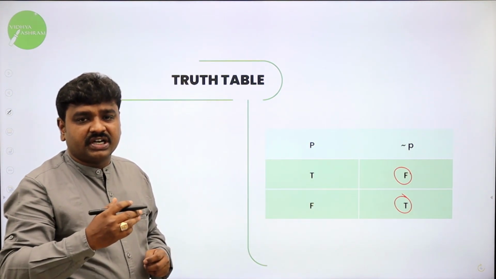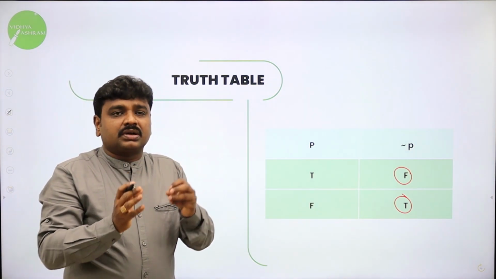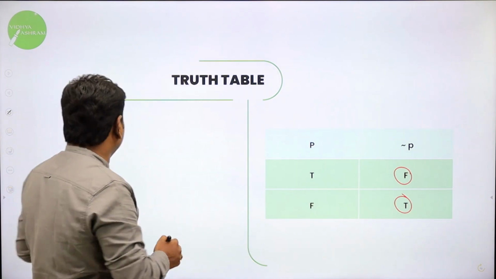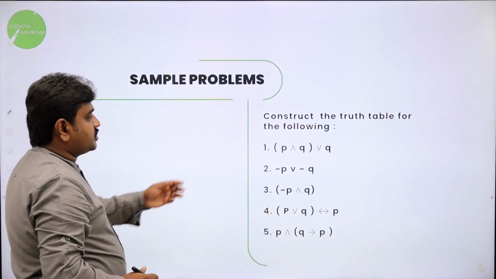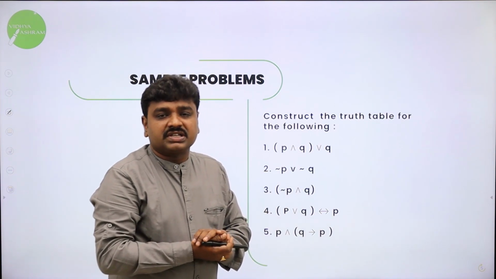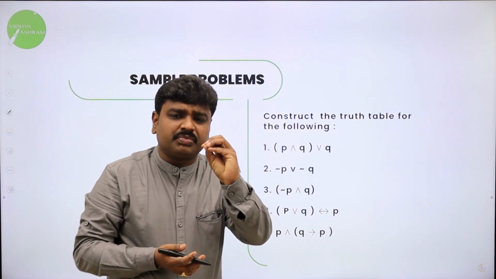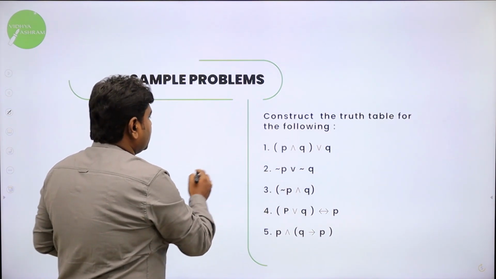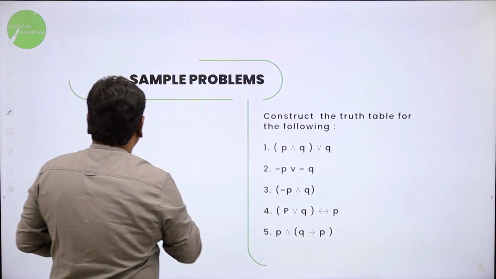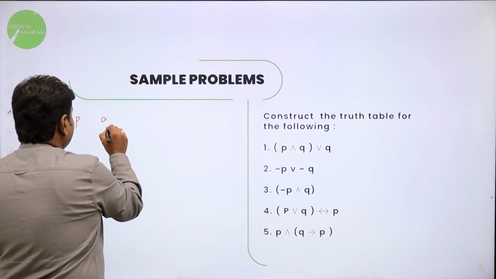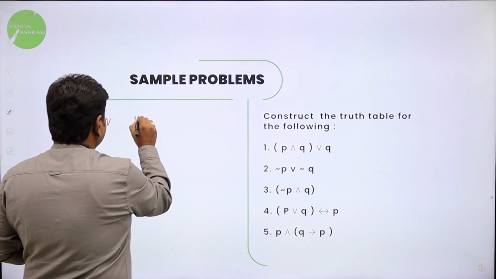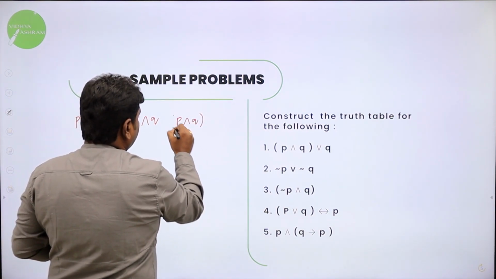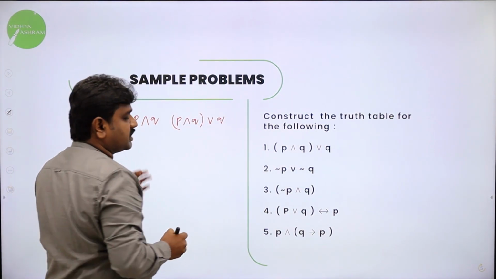Now we'll study some simple compound propositions and we'll construct the truth table for them. Construction of truth table. We'll take these values and construct the truth table. A few simple examples we'll take. Now the first statement, P and Q, and so on. So P, Q, and then we have P and Q. Then we have P and Q or R, Q. So these are the statements.